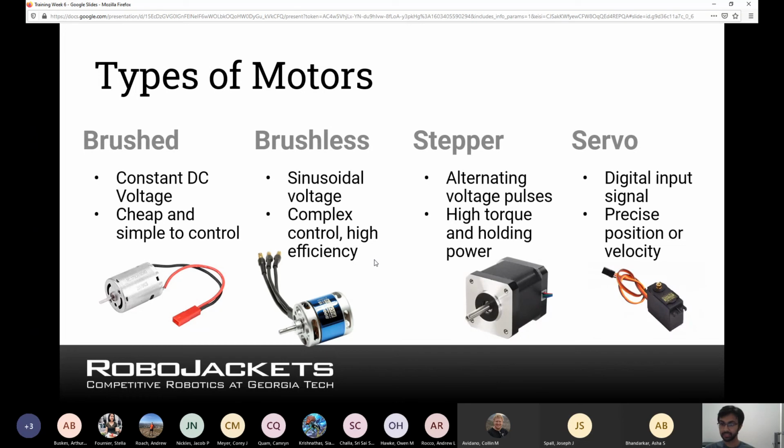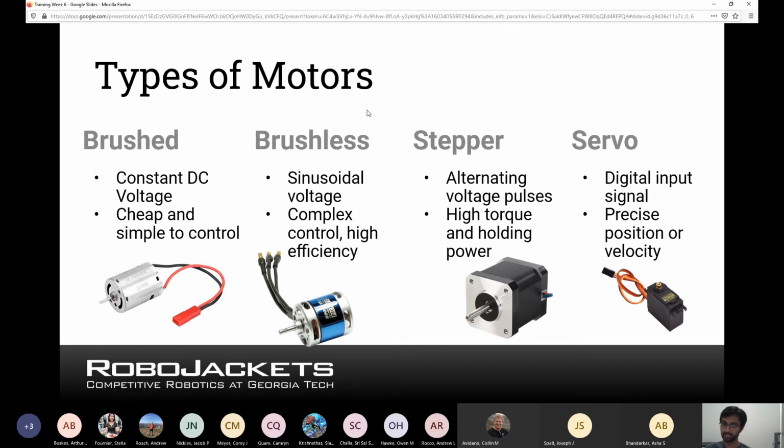So now here, like I mentioned earlier, there are many different types of motors. In fact, we have 4 different types of motors that we commonly use in RoboJackets. And these are brushed motors that are very simple to control, because if you just apply a DC voltage to the red and black wires, the motor will spin, and it even spins at a speed proportional to the voltage. So it's very easy to pick a voltage which will cause the motor to spin how you want.